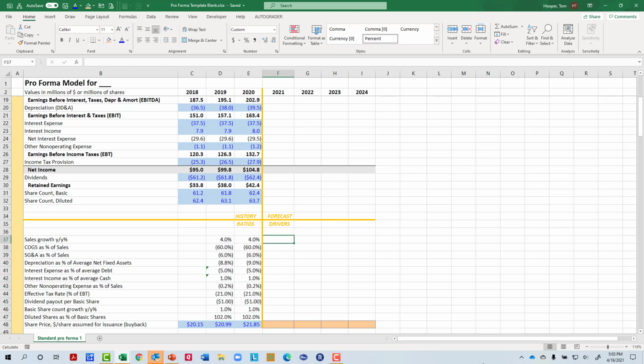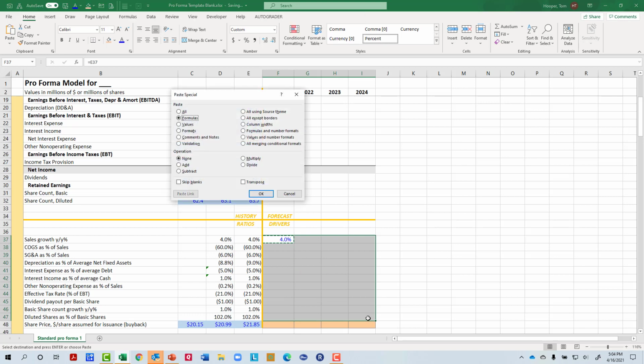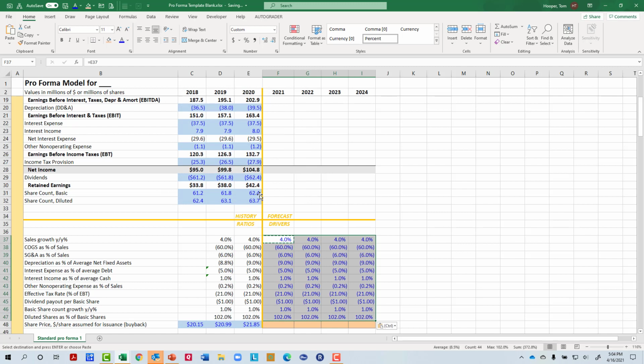So if I were going to forecast these, this one would be relatively easy. I could even take this formula that says look at the cell to the left, and if I copy it and paste it just as a formula, then everything here is looking at the cell to the left, and that's a quick, easy way to pull everything over to the right and use drivers that represent the ratios we saw in history.